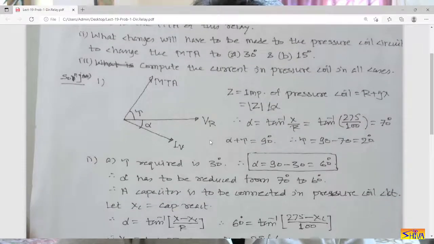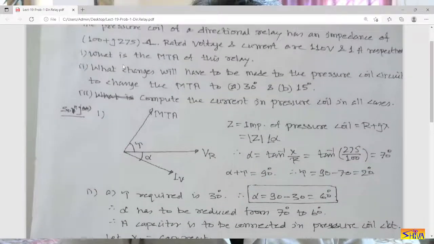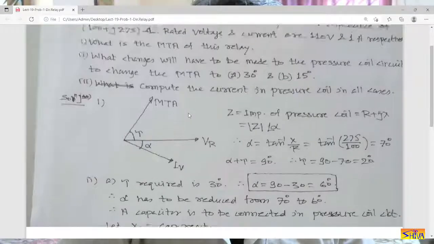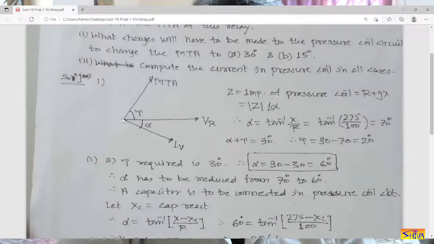So let us solve the first part. We have to compute the maximum torque angle of this relay. So let us start with the phasor diagram. In phasor diagram, we take voltage in the pressure coil as reference that we represent by VR. Due to this voltage, there is current in the pressure coil. We represent this current by IV. And as it is a coil, it is lagging by some angle.